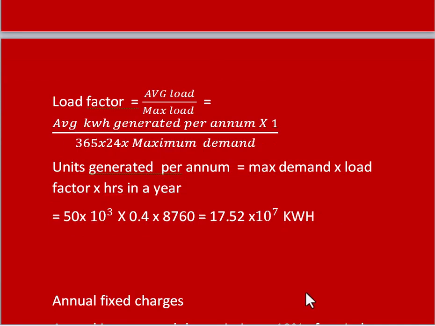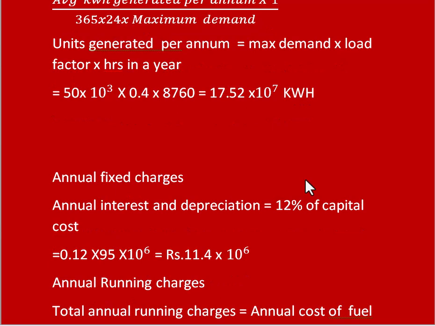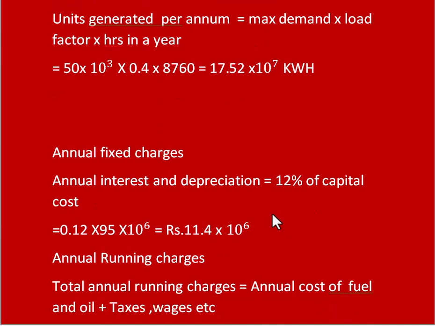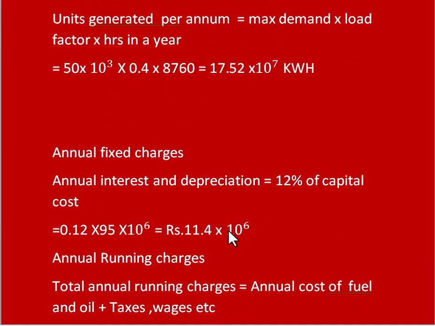Now, what is the cost to generate this number of units? To get that, we should know what the fixed cost is and what the running cost is. So annual interest and depreciation is equal to 12% of the capital cost. This is given in the data. From this you can calculate the annual interest and depreciation. That is 12%, meaning 12 by 100, that is 0.12, and the capital cost is already given in the data, 95 into 10 power 6. After simplification we get 11.4 into 10 power 6 rupees.